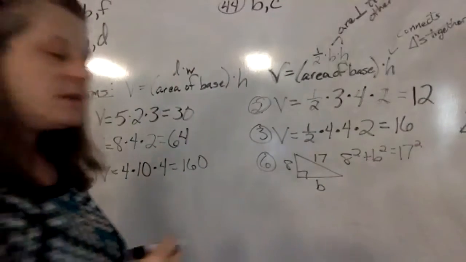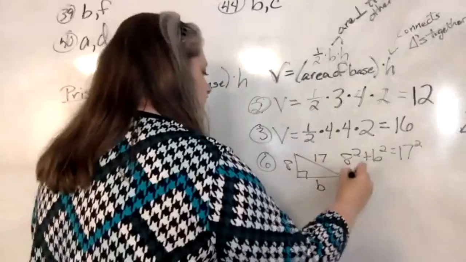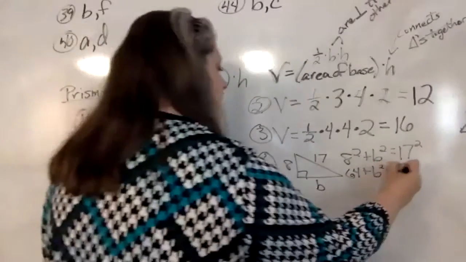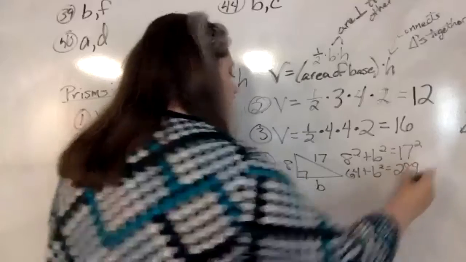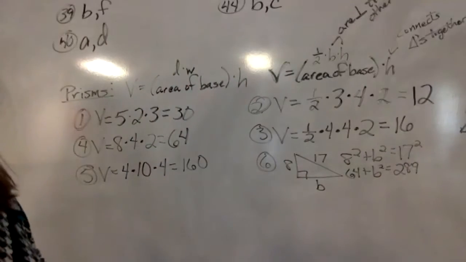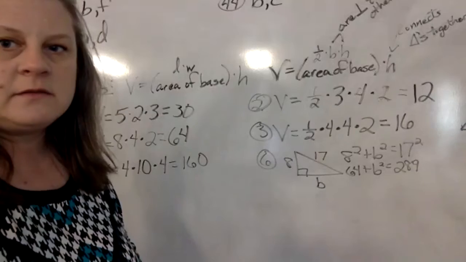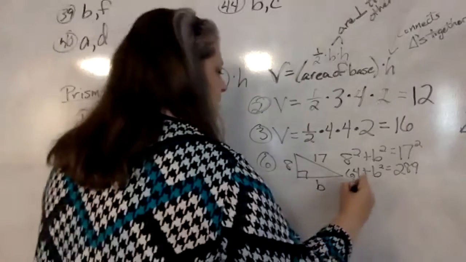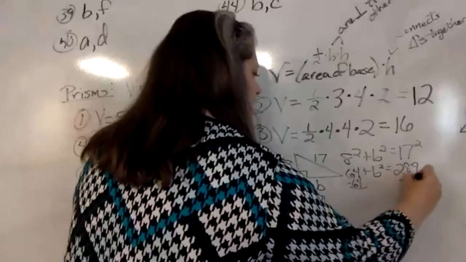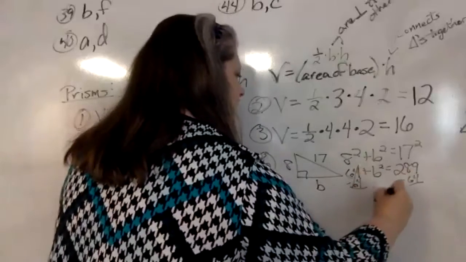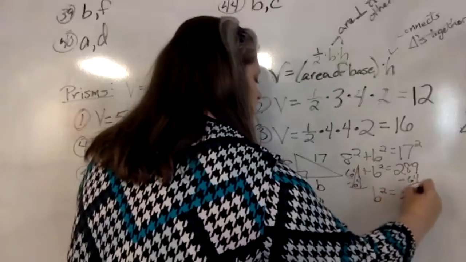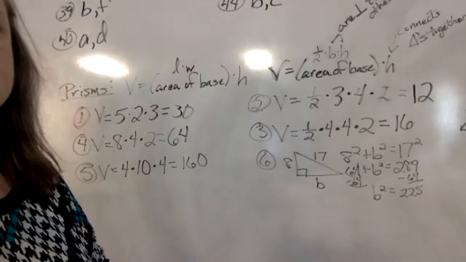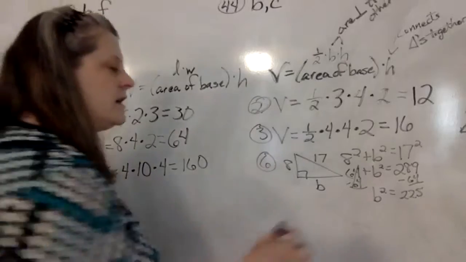Next part, we square stuff. 8 squared is 64, plus b squared, and then 17 squared is 289. Yep. You're still getting b by itself. So I subtract 64 from each side. Cancels. I have b squared equals 225. Is b by itself yet? No, it's squared.